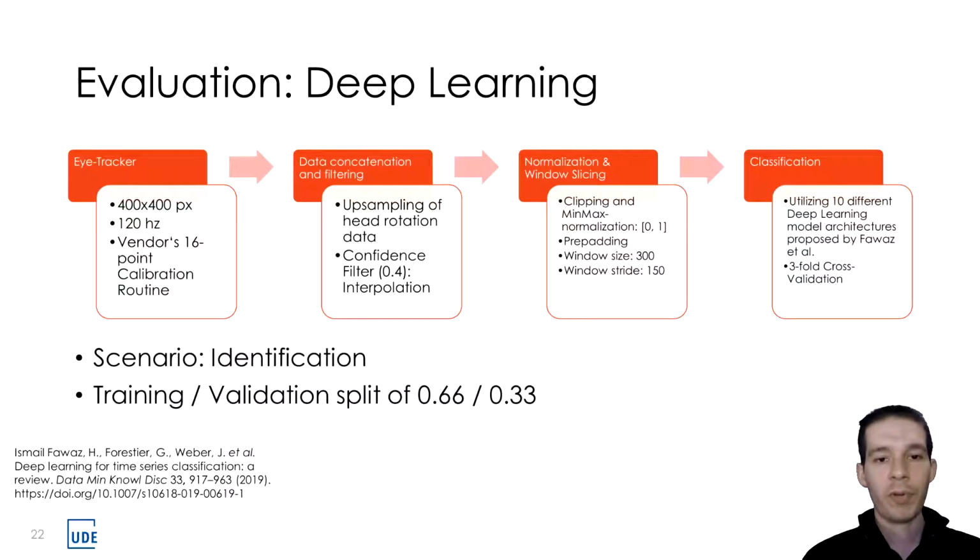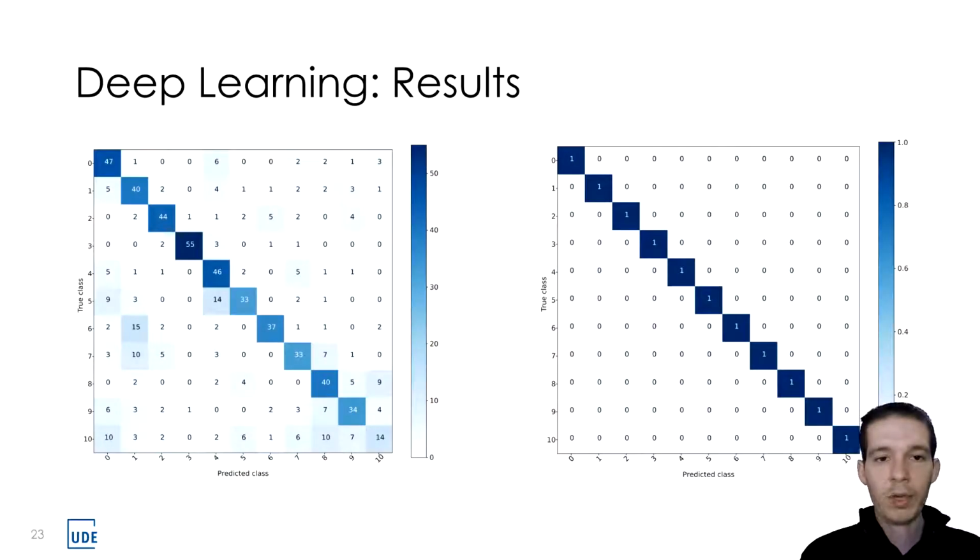At last, we perform a 3-fold cross-validation where we use one recorded sample per turn as the validation sample. We moreover utilize 10 different deep learning model architectures as proposed by Fawaz et al. in their survey paper on deep learning for time series classification. As a result, we obtain very high accuracy values where the encoder model stands out by a mean accuracy of 97% for stimulus 1 and 100% for stimulus 2.